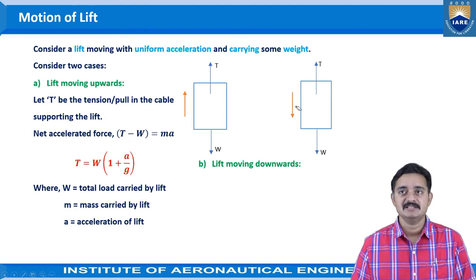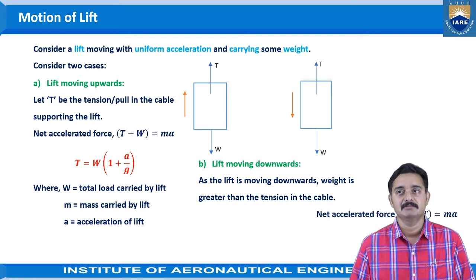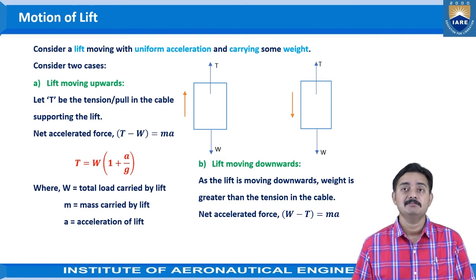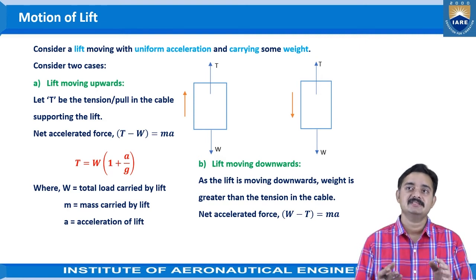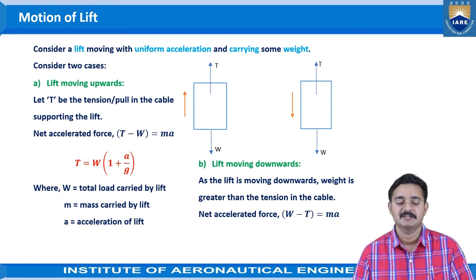Okay, for such a case, what we will consider is, as the lift is moving downwards, the weight is greater than the tension in the cable. So the net accelerating force here would be W minus T. Previously T was larger and W was smaller, so we took T minus W.